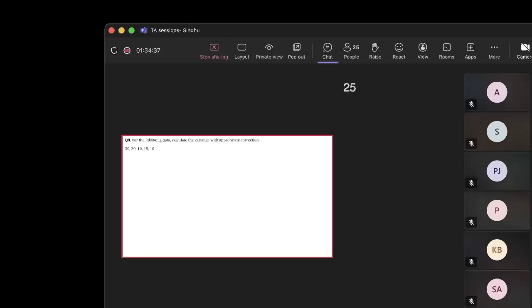So this is the next question. You have to calculate the variance with the correction. So this also you can take a couple of minutes to solve, and you can type the answer in the chat box, then we can discuss it.